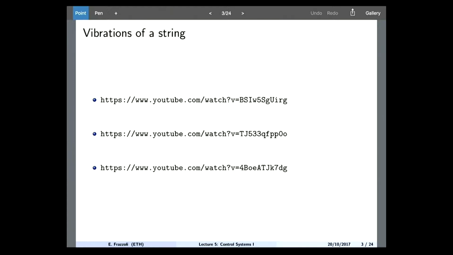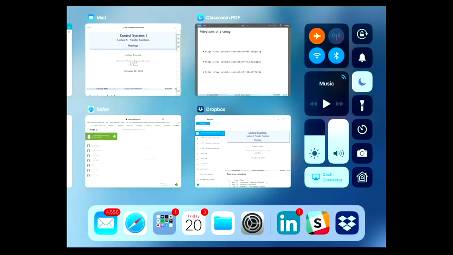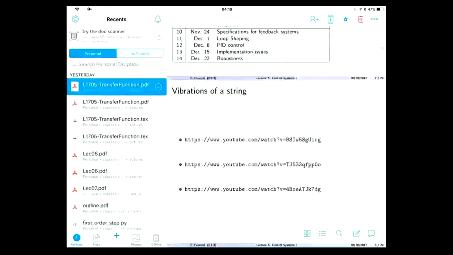What are the note shapes? Let's see if this works. Of course it doesn't. Let me try this. Let's see if the internet collaborates today.